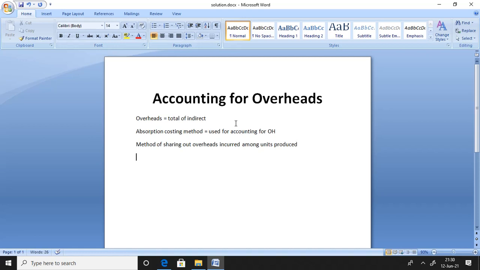This absorption method has three stages. We have three stages of analyzing for these costs and finally absorbing the overhead costs into units produced. So let's look at these three stages. Number one, allocation of costs, or allocation of overhead costs.